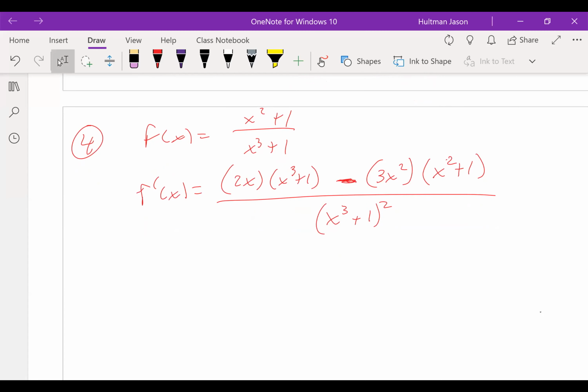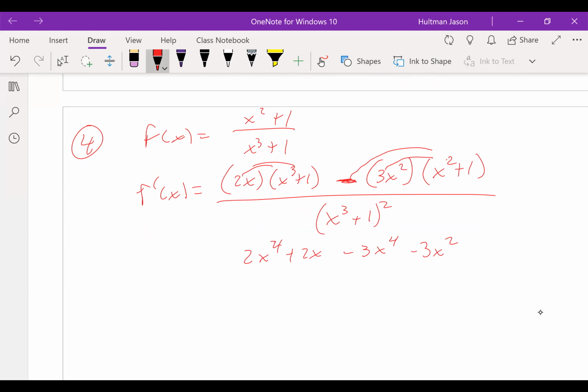Okay, let's see if we can clean this up at all. Distribute that. That's going to be 2x to the fourth plus 2x. Distribute the negative and this thing. That's going to be negative 3x to the fourth, and then minus 3x squared, right?